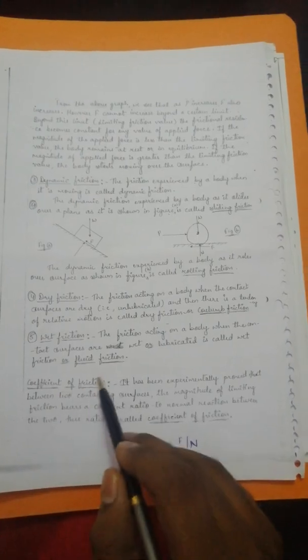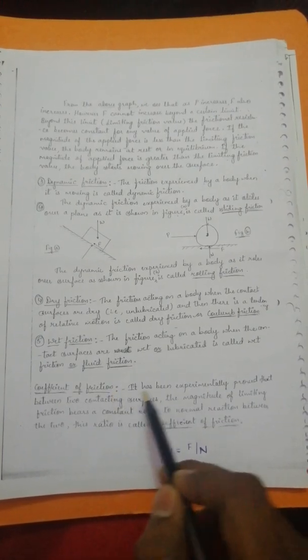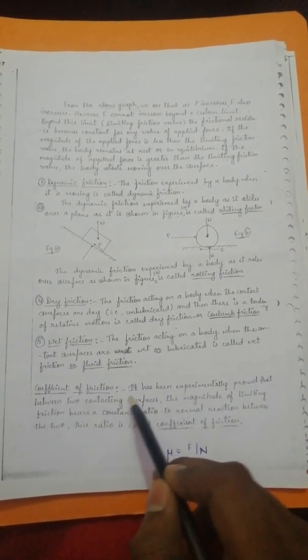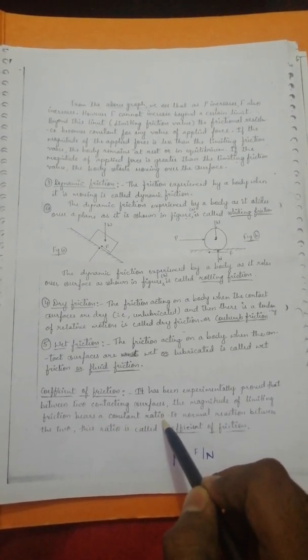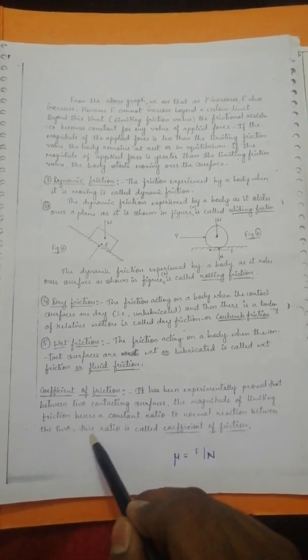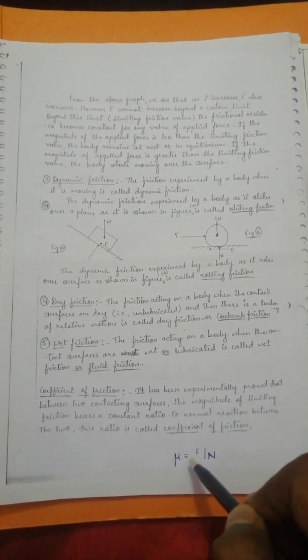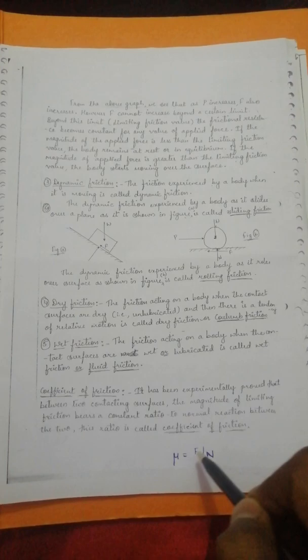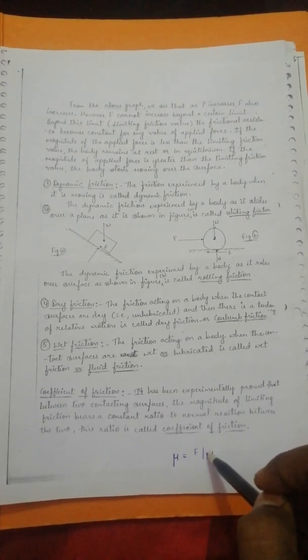The next is about coefficient of friction. So far we have discussed the definition of friction and the types of friction. Next is the coefficient of friction. It has been experimentally proved that between two contact surfaces, the magnitude of limiting friction bears a constant ratio to the normal reaction between the two. This ratio is known as the coefficient of friction. Here mu represents the coefficient of friction, F represents the frictional resistance, and N represents the normal reaction acting on the surface.